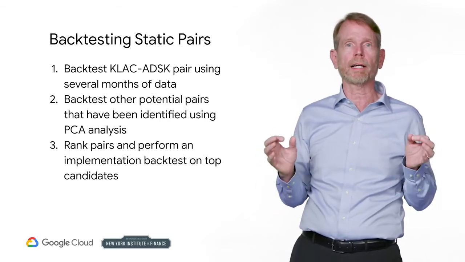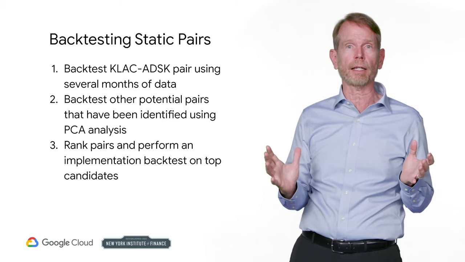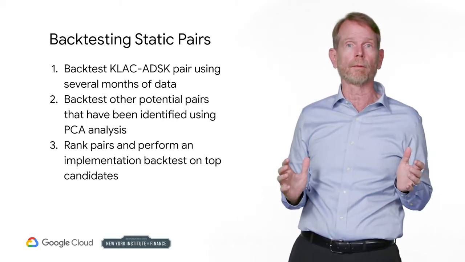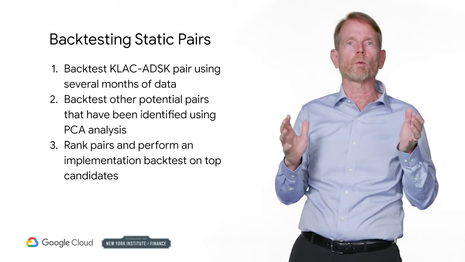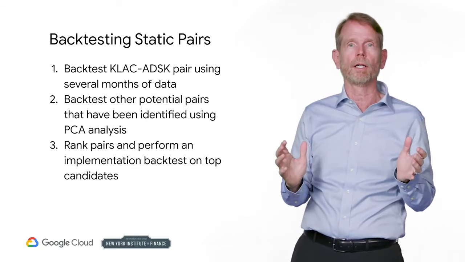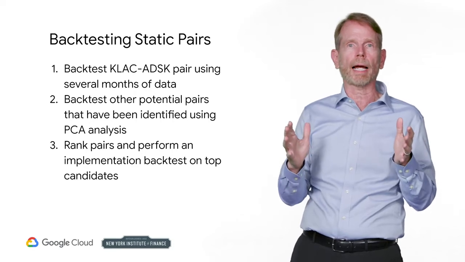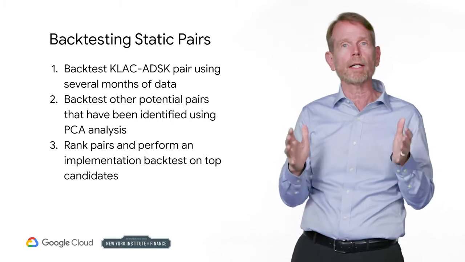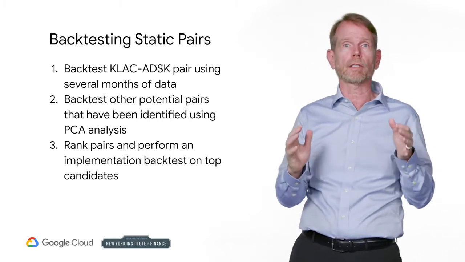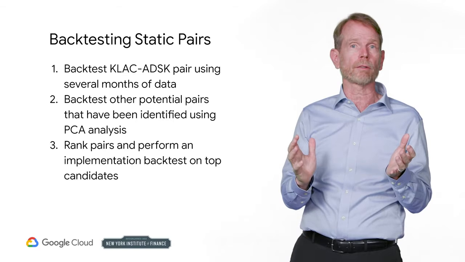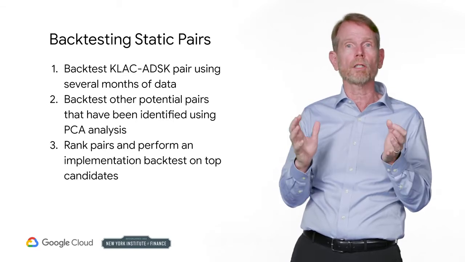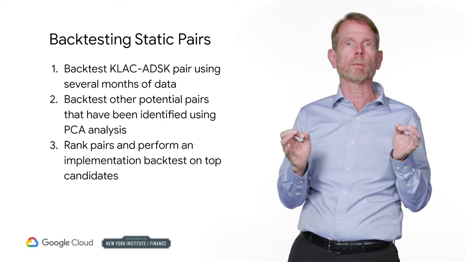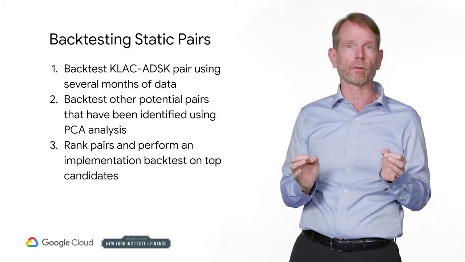For example, we identified KLAC and ADSK. You could backtest using this pair statically for several months of data. The direction is determined by the relative performance of the stocks. The main advantage of running these backtests is simplicity. This will be your easiest test both to run and to assess. Similarly, you can run other static pairs. When you compare how good a pair is, the members remain fixed. Therefore, it will be easy to interpret and rank the results.